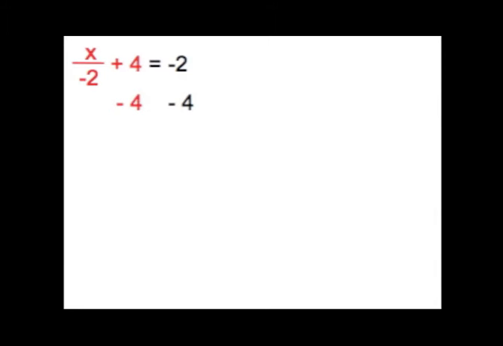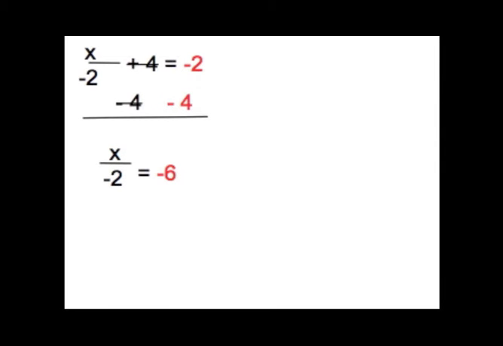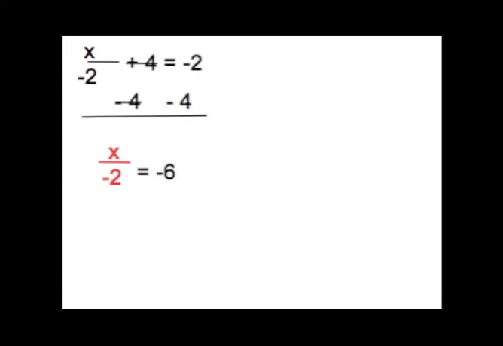Let's simplify the left side of the equation first. Plus 4 and minus 4 cancel one another out, leaving us with just x divided by -2. On the right side of the equation, we have -2 - 4, which is -6. Now we have x divided by -2.